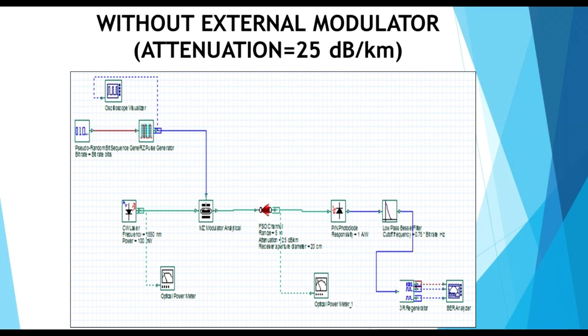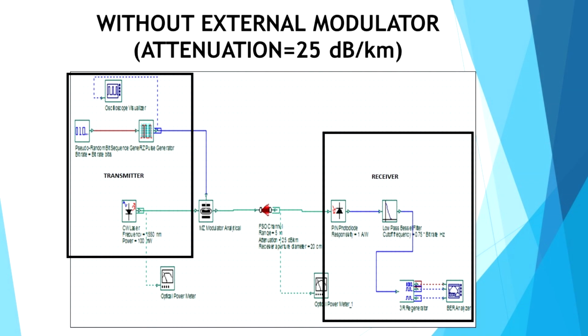I'm Halimatul Sada. I will present the results and analysis for without external modulator, with attenuation 25 dB per kilometer and 75 dB per kilometer. This is our design for this system. This is the transmitter part, this is the transmission medium part, and this is the receiver part.